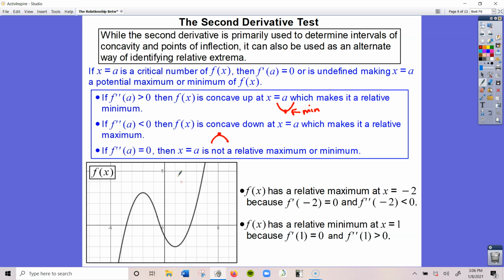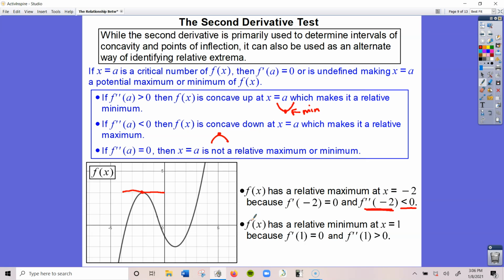So here's an example of exactly what I'm talking about. This is the graph of f of x. And f of x has a relative maximum at x is equal to -2, which we can see here. And this is because f prime of -2 is equal to 0, right? You can see that we have that horizontal tangent there. And we also see that it is concave down, meaning that the second derivative is less than 0. So that's just kind of like proof of the second derivative test.